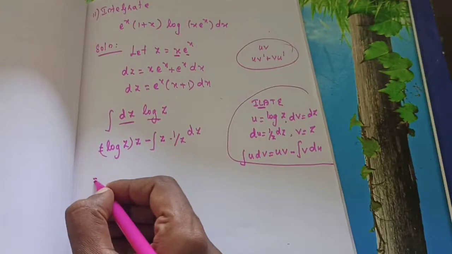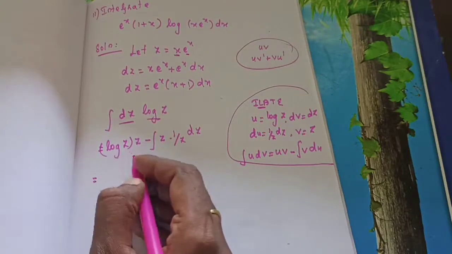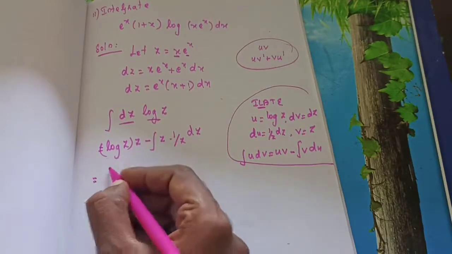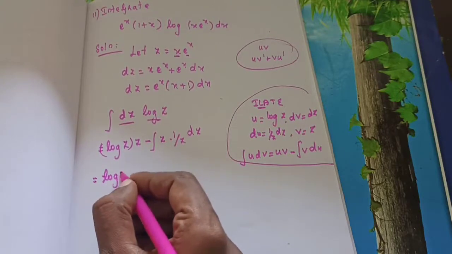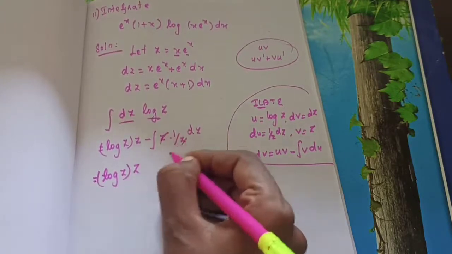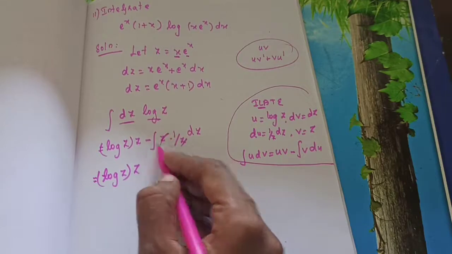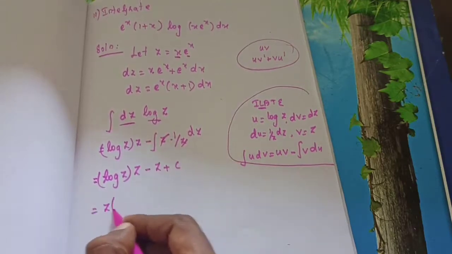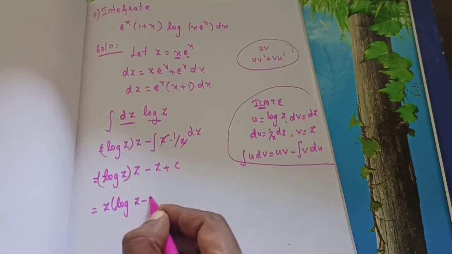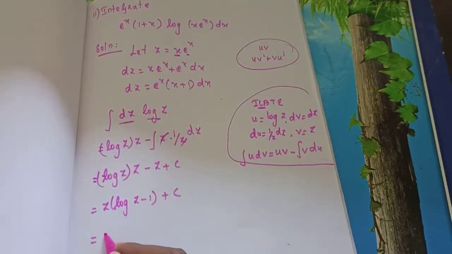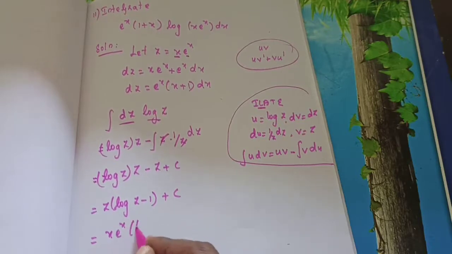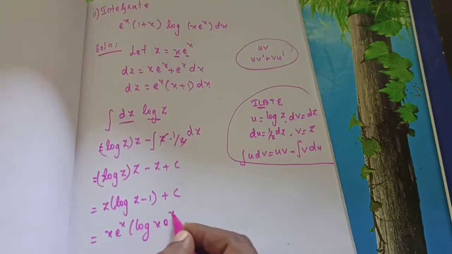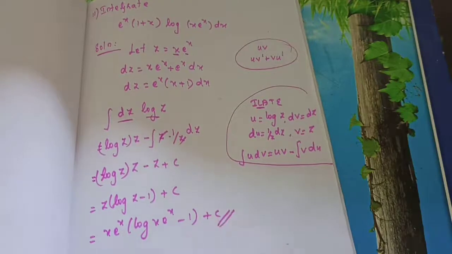So that's equal to log z into z. Is it right? This and this will get cancelled. What's the integral of dz? Minus z plus c. So what is common? z is common. So you will get z into log z minus 1 plus c. What's the z value? x e power x into log of x e power x minus 1 plus c. Have you got it? Okay, very easy. This one is very easy.